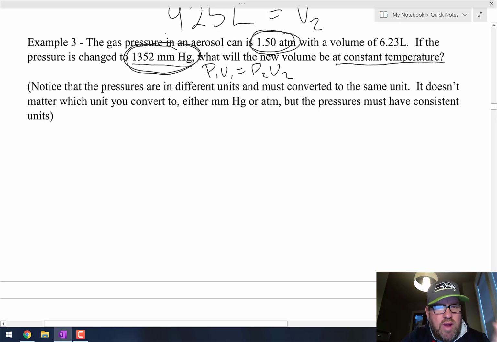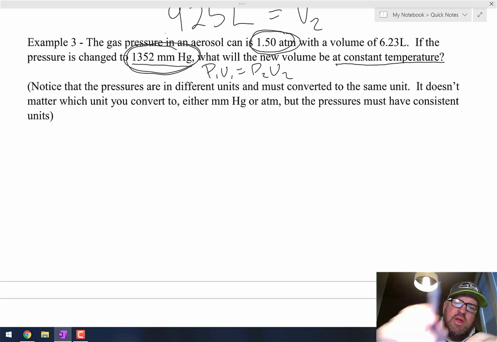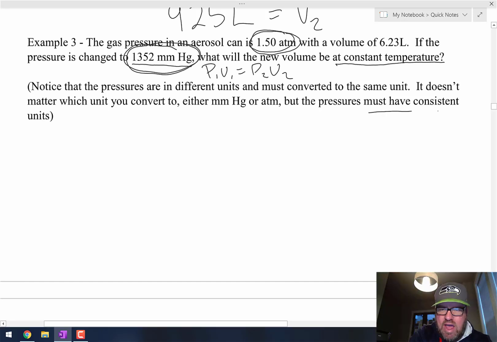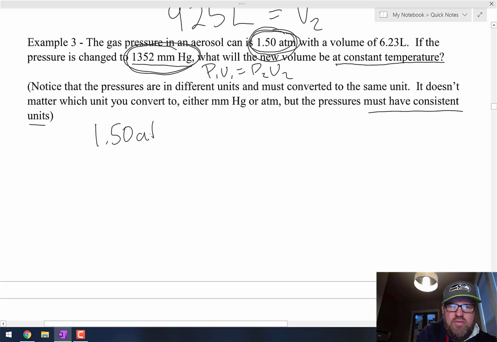Okay, so if the pressures are in different units, which they are, they must be converted to the same unit. It doesn't matter which unit you convert to. You can convert the atmospheres to millimeters of mercury, or the millimeters of mercury to atmospheres, but they have to be consistent. Okay, you must have consistent units in here. So, just for ease, I'm going to convert my atmospheres to millimeters of mercury. So I'm going to take 1.5 ATM, and I know that 1 atmosphere equals 760 millimeters of mercury.